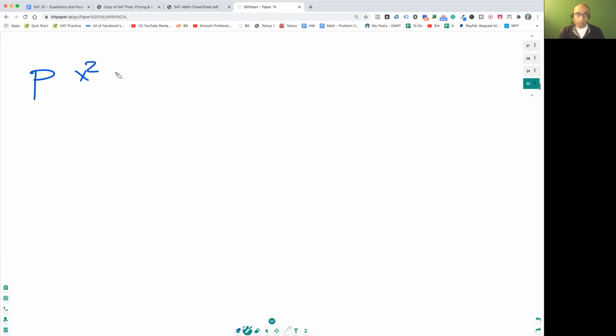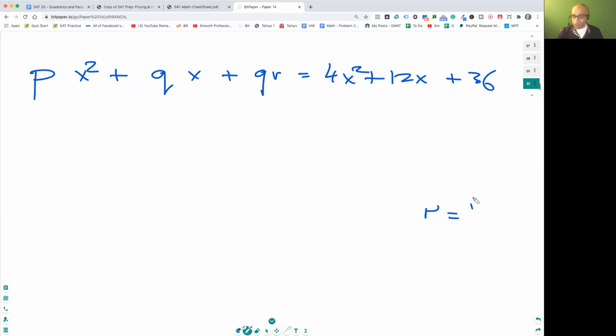x squared plus... it doesn't matter what the number in front is, okay? So I'm going to write down plus qx plus qr is equal to 4x squared plus 12x plus 36. Now that you've got this, you were asked to find the value of r here.